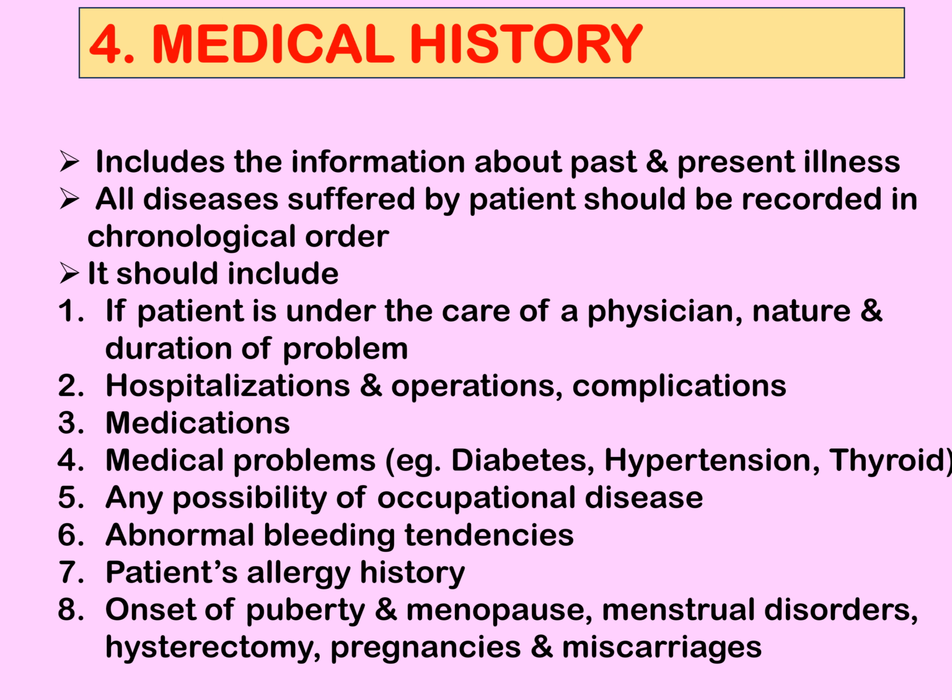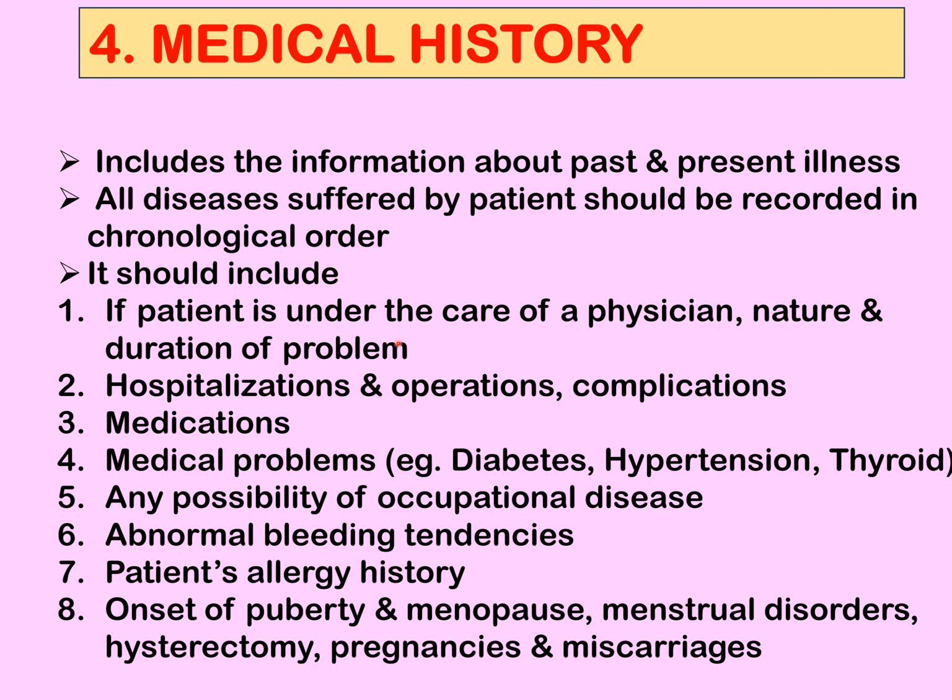Coming to the medical history, we have to ask the patient about the past and present illness. And if there is any illness present, it should be recorded in chronological order. It should include if the patient is under the care of a physician, nature and duration of the problem is to be noted. We have to ask the patient about any kind of hospitalization, any operation, and if any operation has been done, we have to ask the patient if there was any complication during the operation.